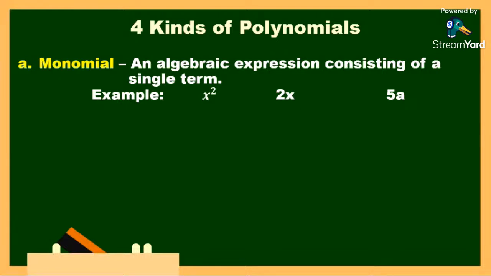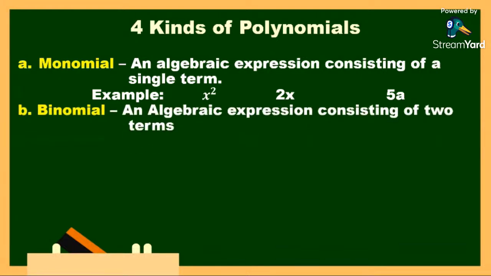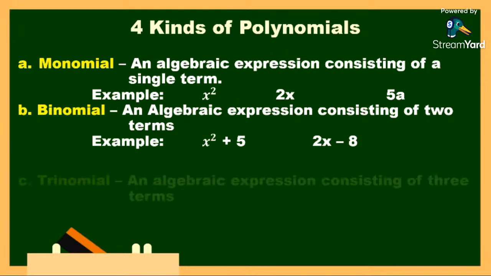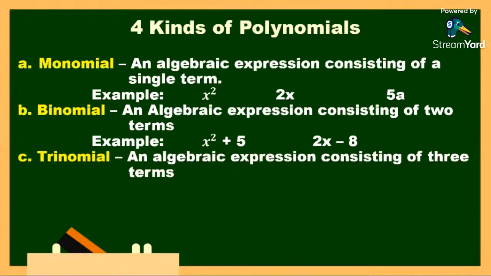Next is binomial. Binomial is an algebraic expression consisting of two terms. For example, x squared plus 5 and 2x minus 8. Next kind of polynomial is trinomial. Trinomial is an algebraic expression consisting of three terms. From the word tri, it means three. So, it has three terms. For example, x squared plus 5x plus 6.